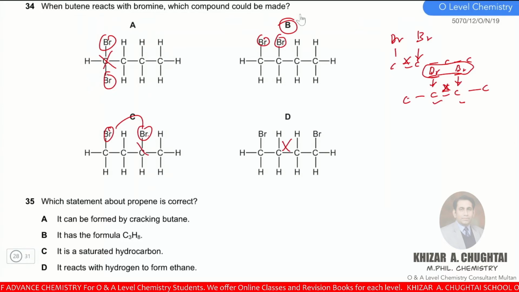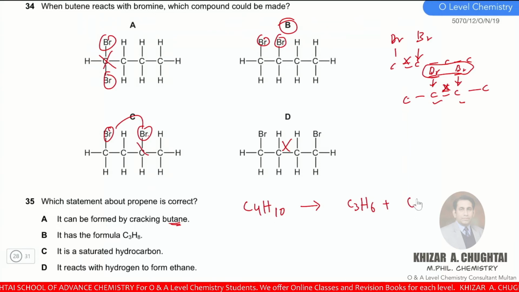35. Which statement about propene is correct? It can be formed by cracking butane. Yes, it can be. Butane, C4H10, when we crack it, and let's suppose we make propene, C3H6, what should be the remainder? CH4. Yes, it is possible. This is one of the products, that is an alkene. It can be made from butane. So A is the correct option in this case.